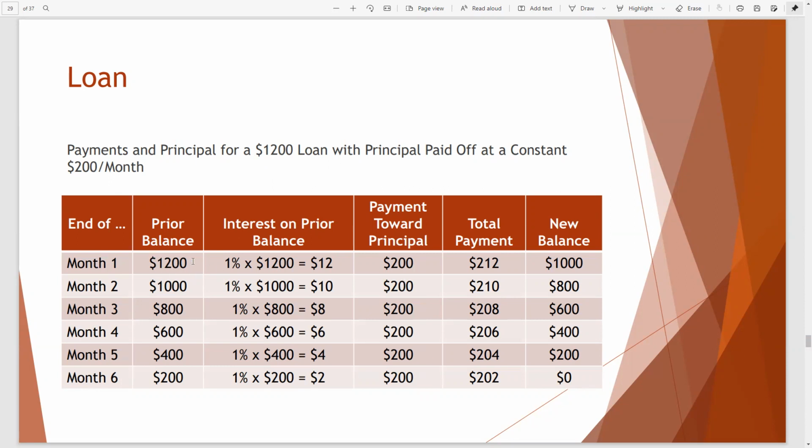In the beginning, the principal is $1,200, so every month you pay $200 of principal. Six of the $200 payments should be enough for the principal. But we also have interest applied to the principal.